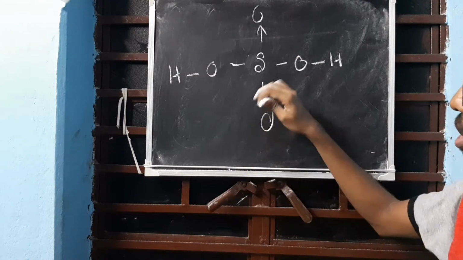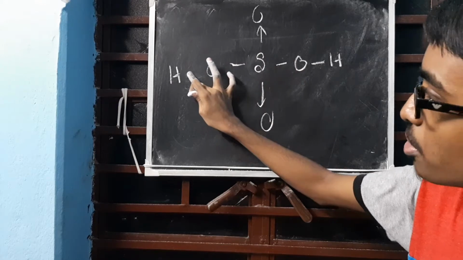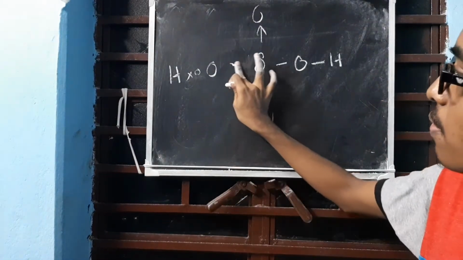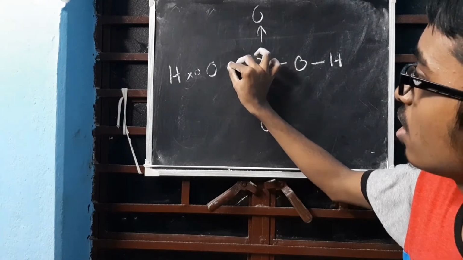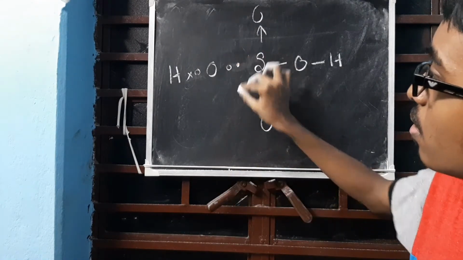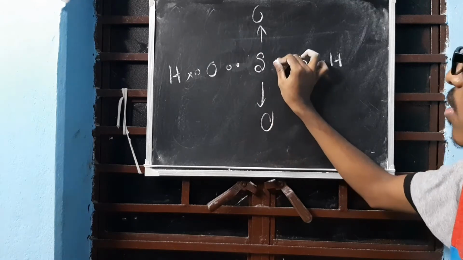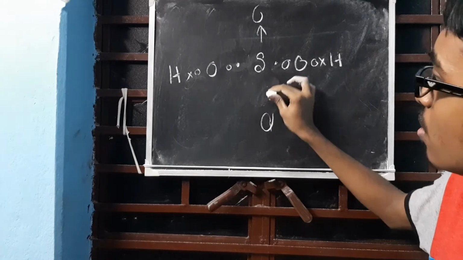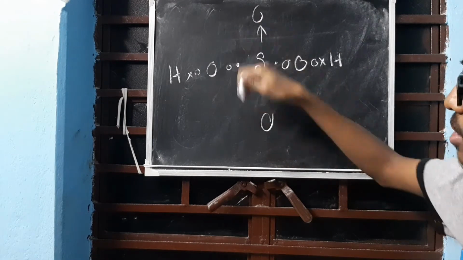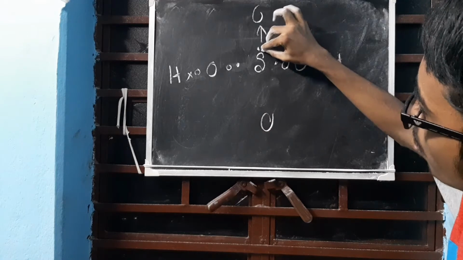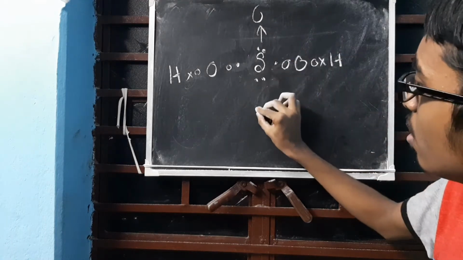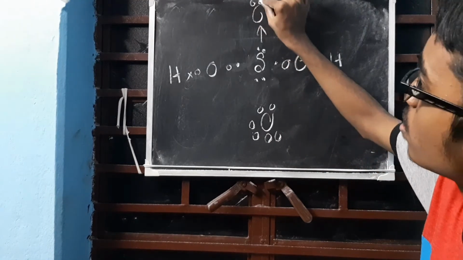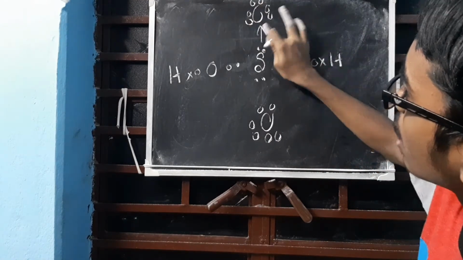Clear? Now let's draw the electronic diagram. Slowly. Suppose here we replace it with a hollow circle. Small circle, hollow circle, cross. 1, 2 electrons done. How many were there? 6 were there. So let's take 1, 2 over here, 1, 2 over here, 1, 2, 1, 2, 1, 2, done. 1, 2, 1, 2, 1, 2, done.